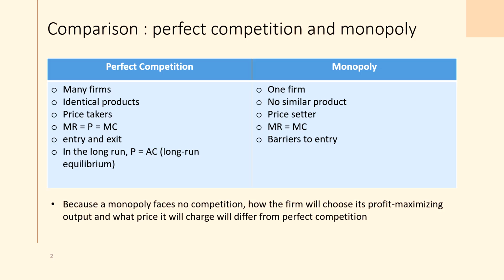Now compare that with monopoly. A monopoly has one firm and no close substitute product. Because the monopolist is the only seller, it becomes a price setter. The monopolist still uses the rule marginal revenue equals marginal cost. However, unlike perfect competition, price is not equal to marginal revenue. Also, barriers to entry prevent competitors from entering, allowing monopoly profits to persist.